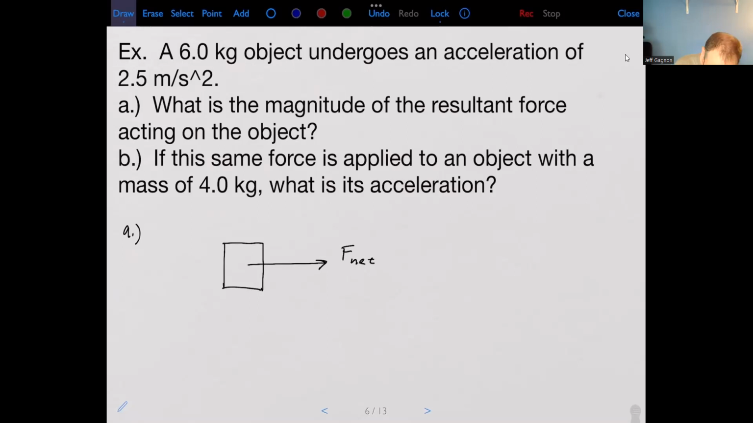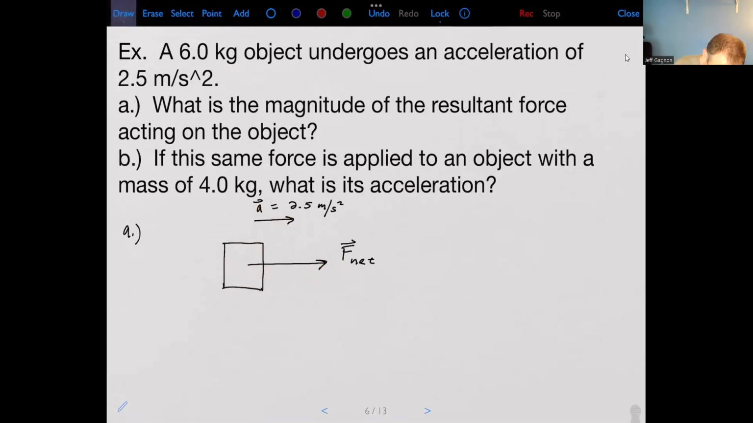We'll assume that the object is undergoing an acceleration. We know it has to be in the same direction, right? This is really a vector. So the acceleration in this case is given as 2.5 meters per second squared. I'm just drawing that above with an arrow indicating the direction of the acceleration. It has to be the same direction as the net force. But be careful. Do not actually draw the acceleration attached to the object because it's not a force. The only thing you're drawing on the object are the forces acting on the object. So in this case, we just have a net force acting to the right.